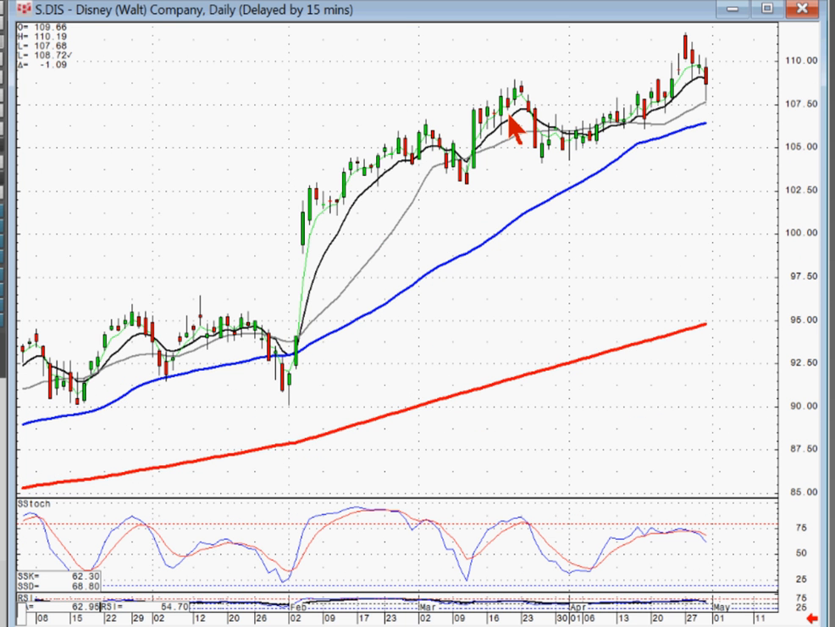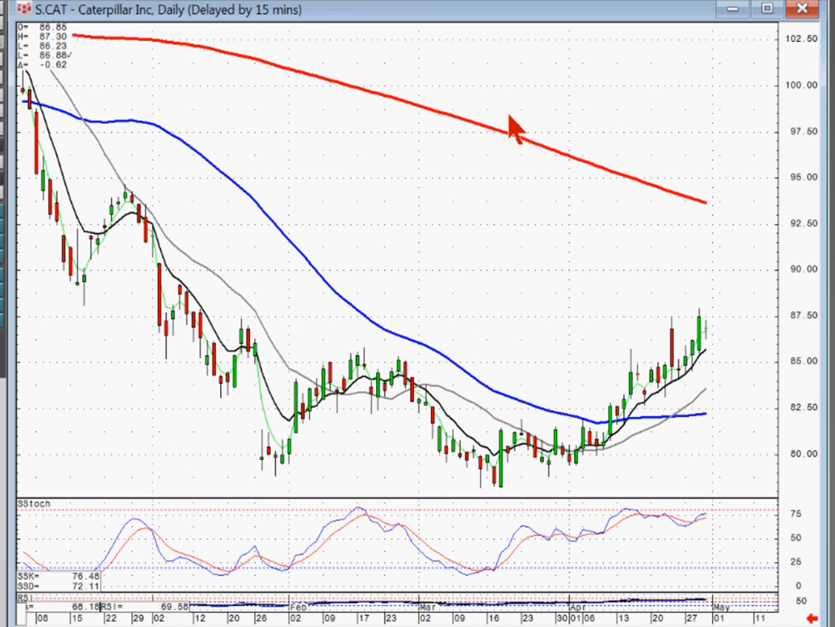Disney closed below the T-line, but it's in kind of a cup and handle. If it opens lower tomorrow, and again, that will be a function of which way the market opens tomorrow, I'd close it out and just wait for the next buy signal.